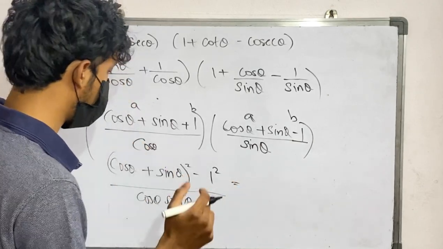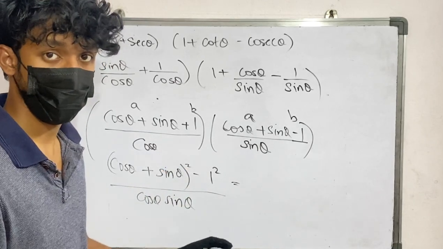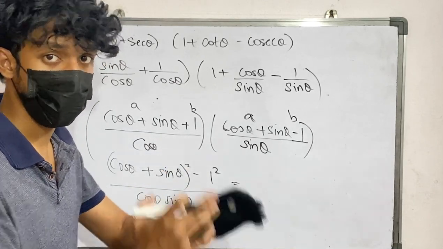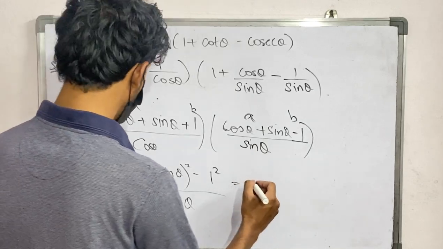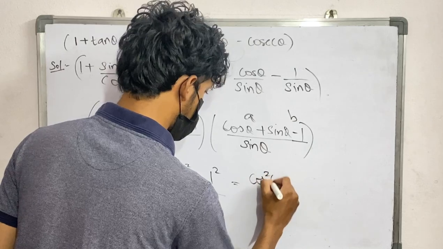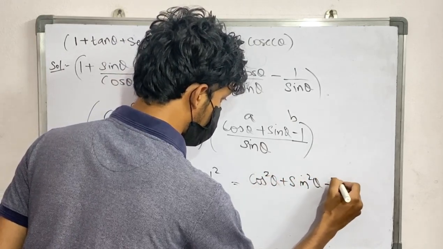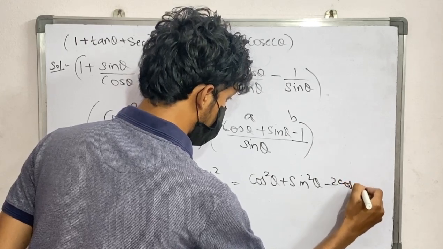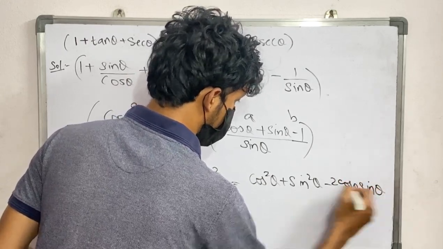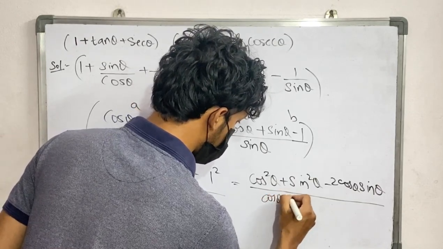Now this can be written in the form of (a plus b) whole square, right, guys? (a plus b) whole square is written in the form of a square plus b square plus 2ab. So now we will write here cos square θ plus sin square θ plus 2ab, so 2 cos θ sin θ. Then we write here cos θ sin θ in the denominator.